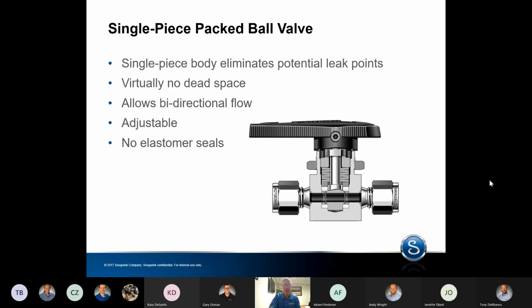Ball valves can come in 1-, 2-, and 3-piece body designs. Advantages of the 1-piece body design are elimination of leak points, very low dead space, bidirectional flow, adjustable packing, and no elastomer seals.